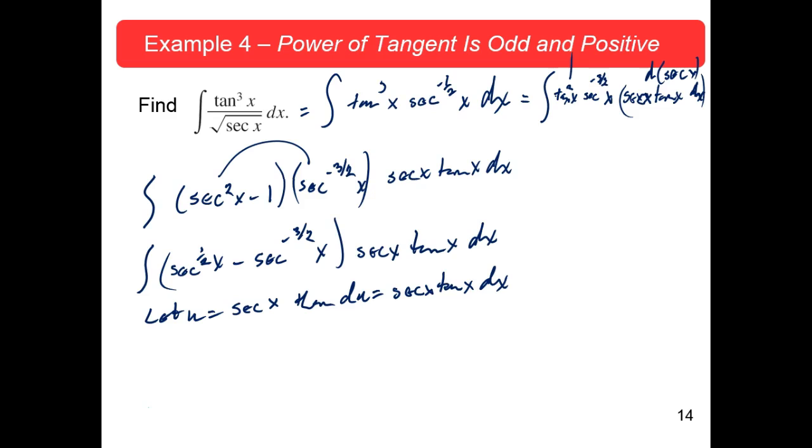Now, let's plug in what we've got. This will be the integral of, if u is secant x, what's secant to the 1/2 x? u to the 1/2 minus u to the minus 3/2 times du. Nice, huh? I think we can do that, can't we?